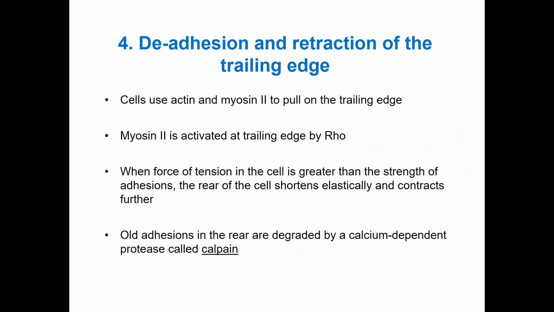The front is attraction, but adhesion. The trailing edge, the backside, needs de-adhesion. The cell uses actin and myosin 2 to pull on the trailing edge, the backside, to pull to the front, and myosin 2 is activated at the trailing edge by Rho protein. When the force of tension in the cell is greater than the strength of the adhesion, the rear of the cell shortens elastically and contracts further. Old adhesions in the rear are degraded by a calcium-dependent protease called calpain.